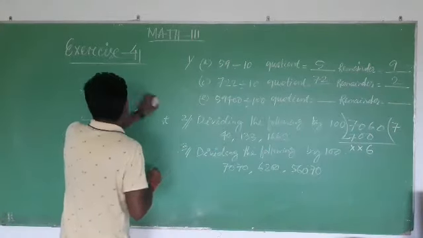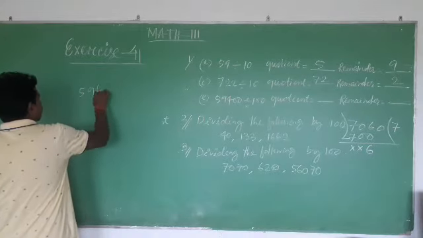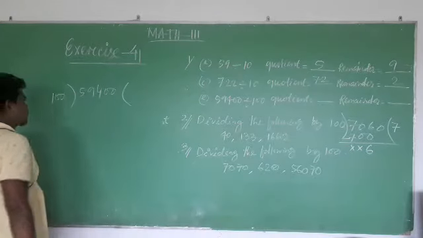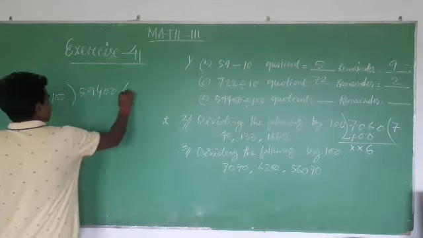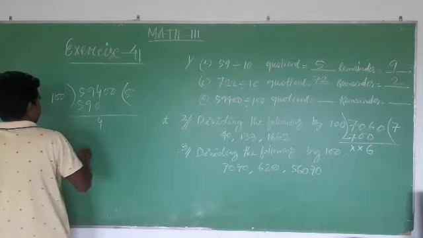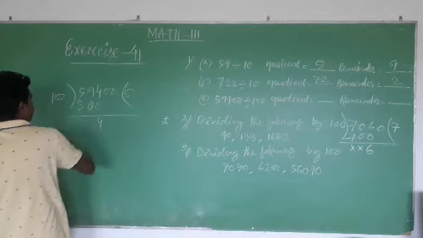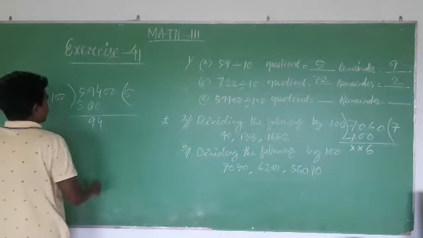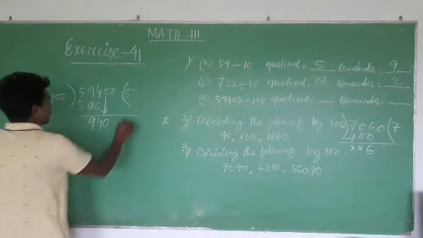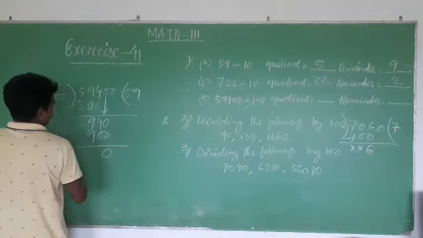You can do 59400 by 100. Take a 3-digit number, 100 into 5 is 500. Then 4 and this is 9. Sorry, this is 0. So 9, 94. And then now 0 will be coming here. So 100 into 9 is 900. This is 0 and this is 4.